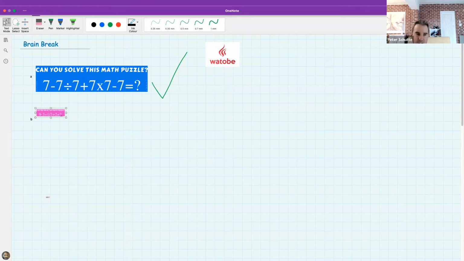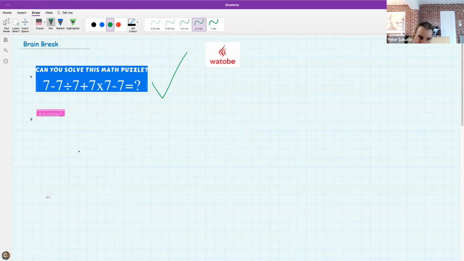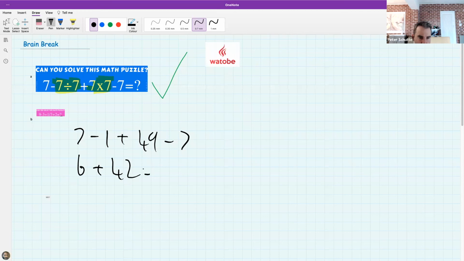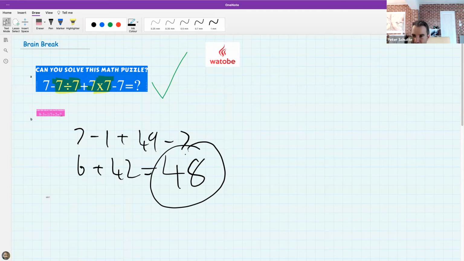Oh, lots of people are. Remember, no calculators here. This is all in the brain. I suppose I should have said that. But BODMAS says the division gets done first. So that part and that part need to get done first. And so that's why we get 7 minus 1 plus 49 minus 7, which should give us 6 plus 42, which is, final answer is 48.